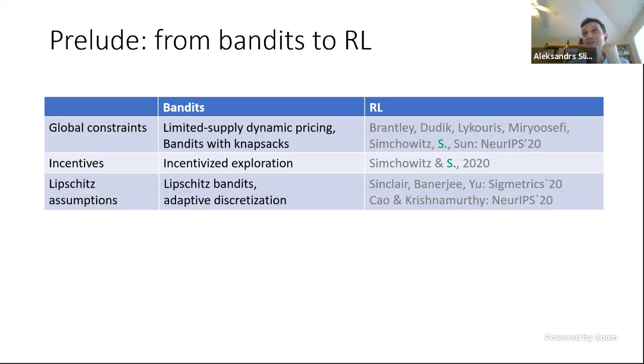I also want to give a shout out to some nice work under Lipschitz assumptions, where one thing you want to do is discretize the space and gradually zoom in on the more interesting regions of that space. I've been thinking about that in bandits for a long time, and recently my colleagues did a lot of that in RL, which is very tricky and very cool.